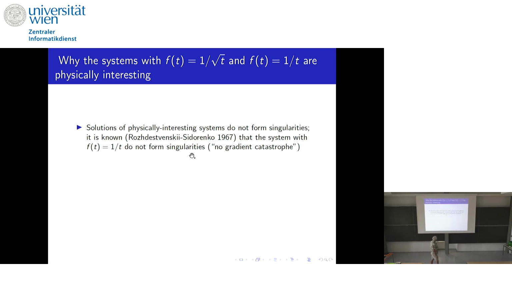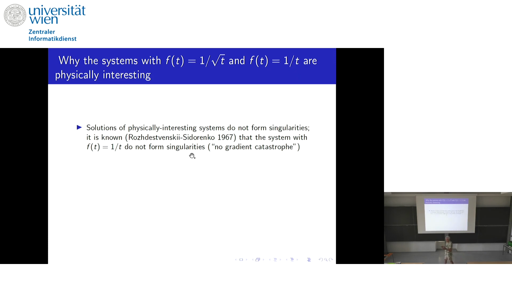So why might these choices appear to be physically interesting? Well, one of the reasons, because one hopes that nature is harmonious, is that one generally expects physical systems not to form singularities. It is actually an old result of Rozhdestvensky and Yanenko that the system with f(t) equal to t does not form singularities. They call it differently, no gradient catastrophe. Basically, the solution survives for infinite time. It is not a trivial statement.